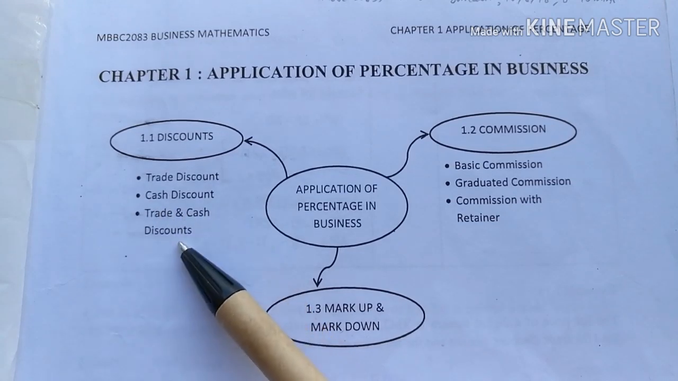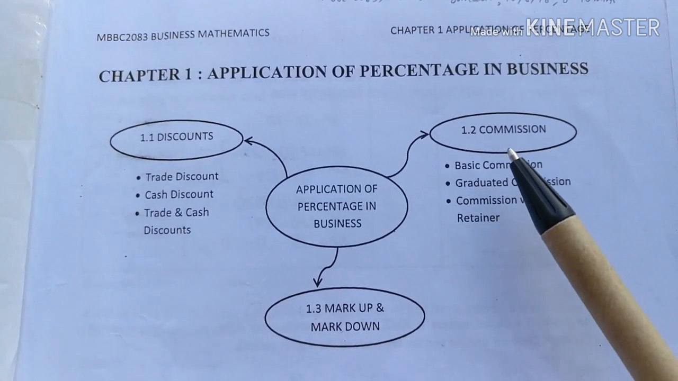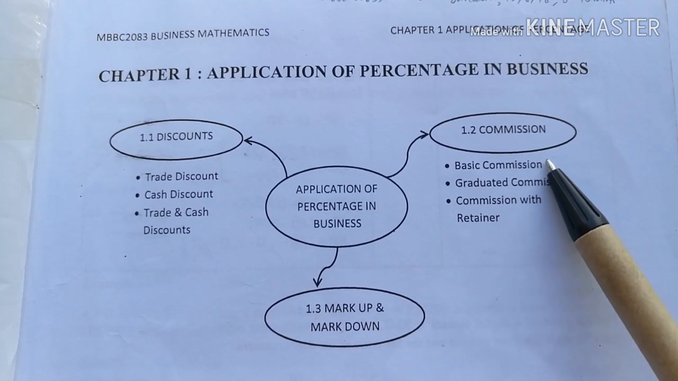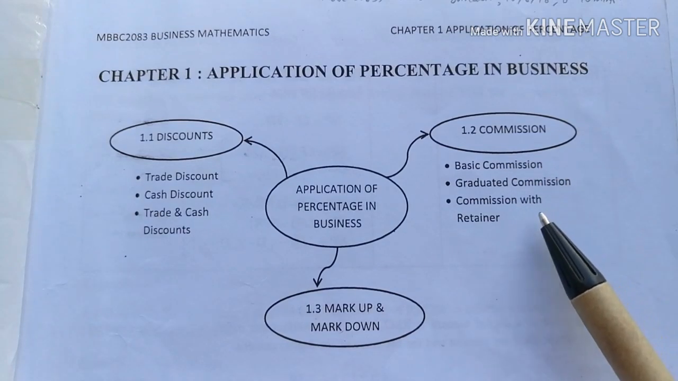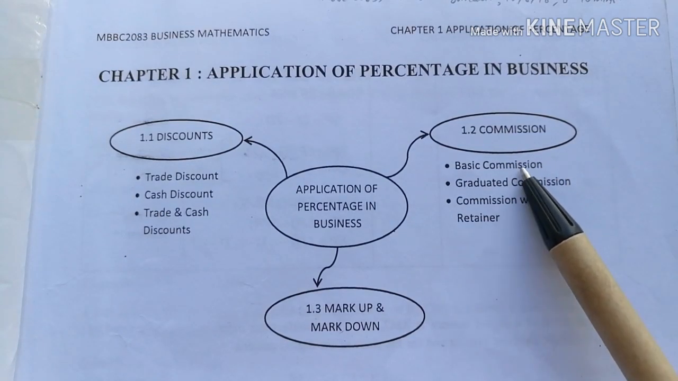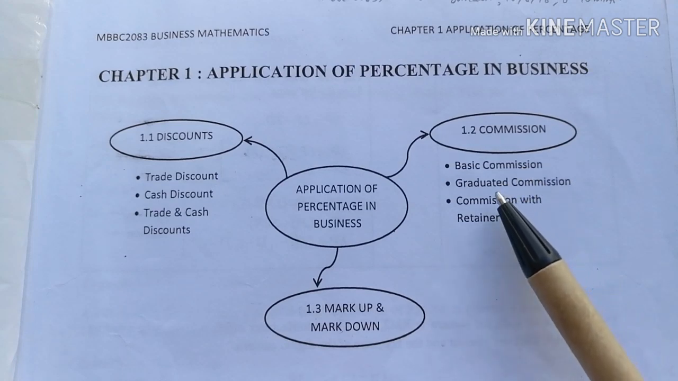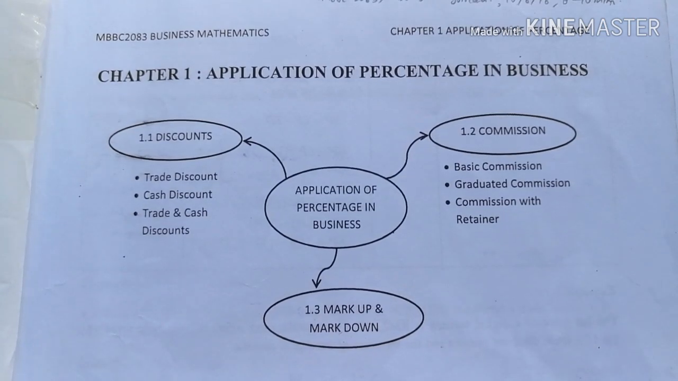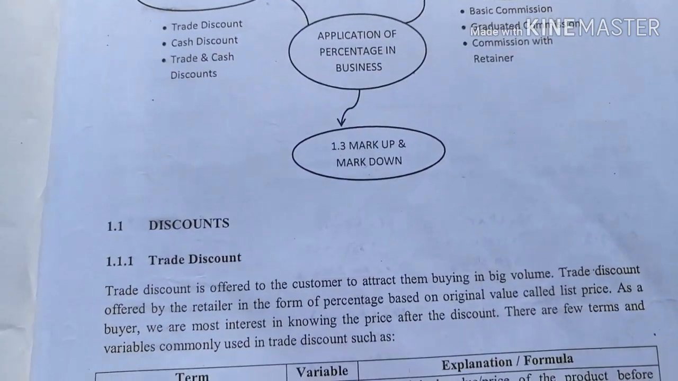For subtopic number 2, commission, there are three types of commission that we will learn. The first one is basic commission, followed by graduated commission, and the third one is commission with retainer. So in this video, we will go through the first subtopic, which is discount.